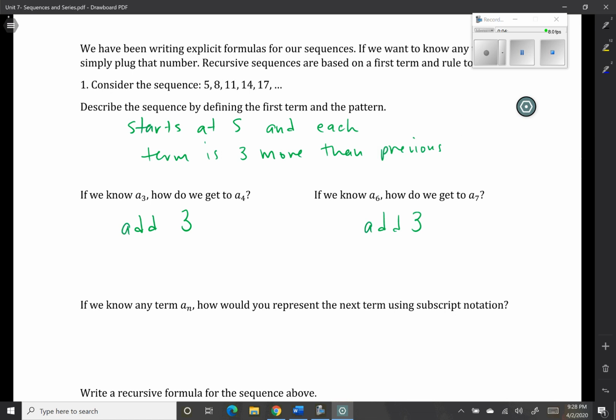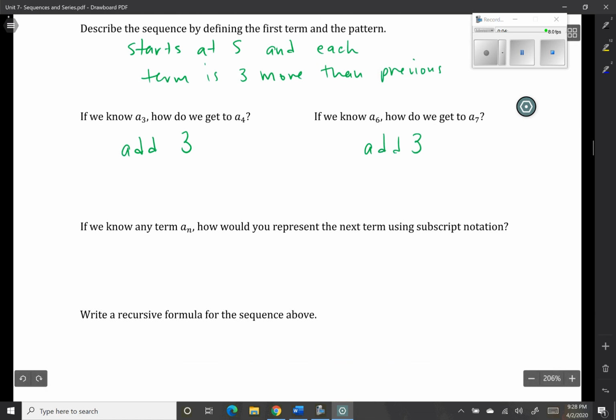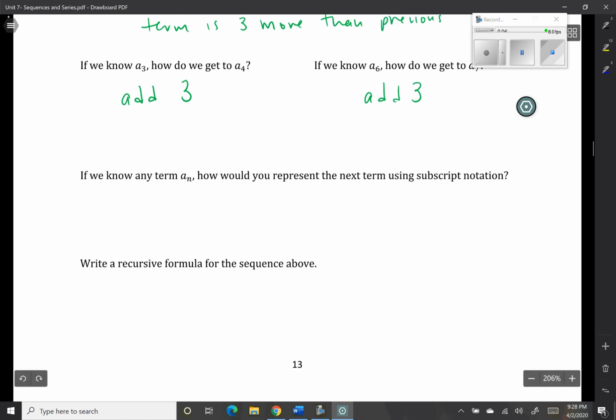Now, we want to be able to define this for any term of the sequence, meaning I want to use variables. So if we know that any term of a sequence is a sub n, how would we represent the next term of the sequence? If a sub n is our term, to get to the next term, we would add 1 to that n value. So the next term is a sub n plus 1.